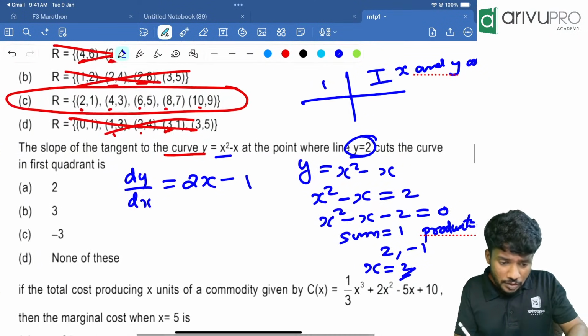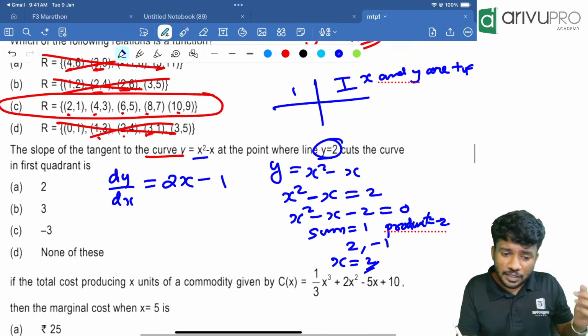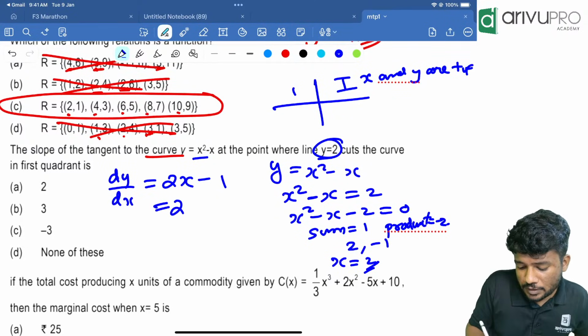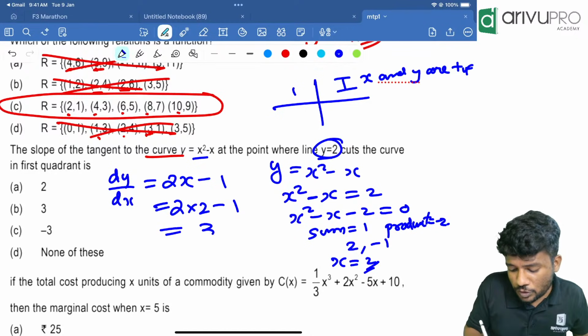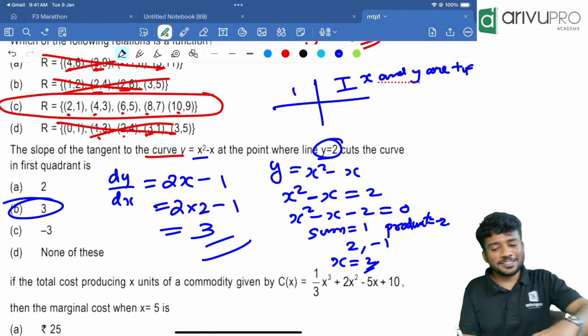Then what is the question? We need to find the value of 2x minus 1, so instead of x you put 2: 2 into 2 minus 1, which is equal to 4 minus 1, 3. Option B is your answer.